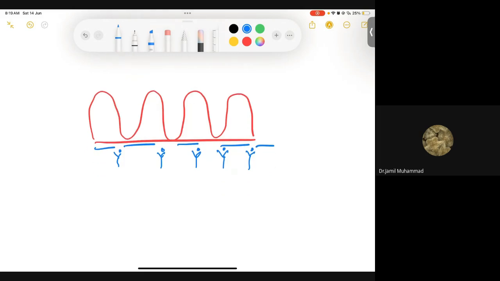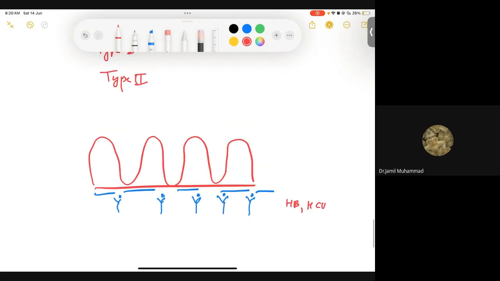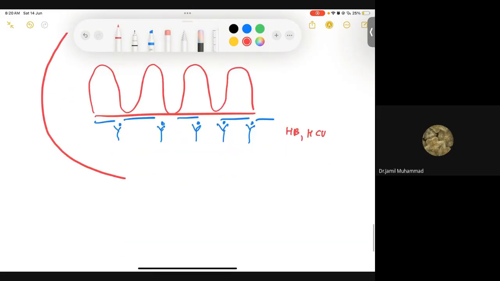And this variant is going to have an association with hepatitis B virus and hepatitis C virus. That's really important. Keep that in mind. And in case of type 2, again, it's due to deposition of your immune complexes.